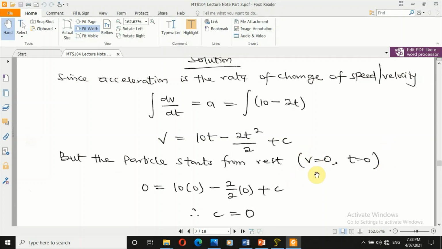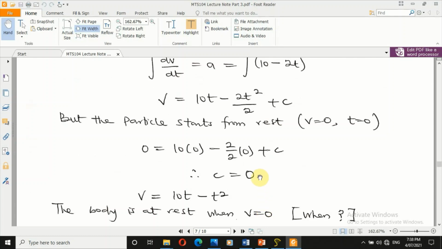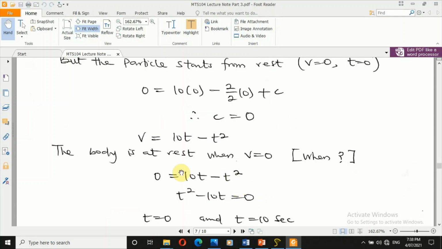Now let's substitute this in so that we can find the constant of integration. When v is 0, you set the time t equals 0, then you can find your c. And you see that the constant of integration is 0. So you return it back, then you find your velocity. Now, we can't stop here because we need to find more. Let me first find when the body is at rest. When do we say a body is at rest? When the velocity is 0.